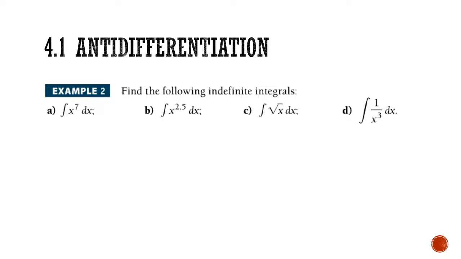All right, now, having seen the rules, give these a try, and I suggest for part C, you write that as x to the 1/2. Pause the recording, give it a try, and resume to check your answer.